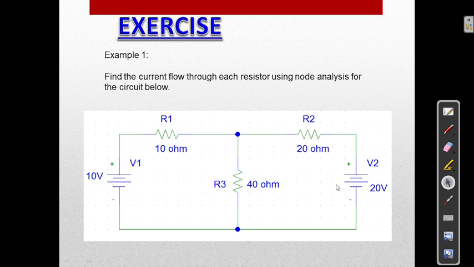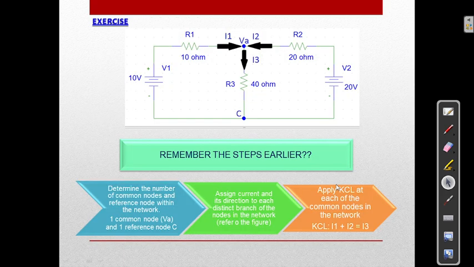First, just remember the steps I said before. First we have to determine the number of common nodes and the reference node in the network. Here there is one common node, which is VA, and another one, the reference node, because if any point joins two or more branches, we take it as a node. So this one node is here, and another node is here.